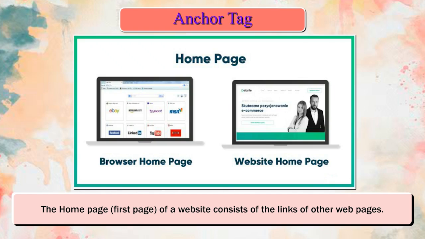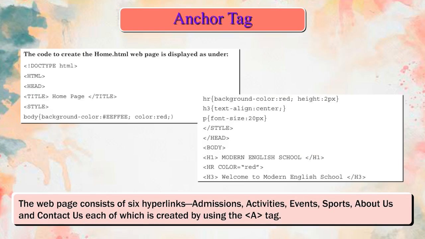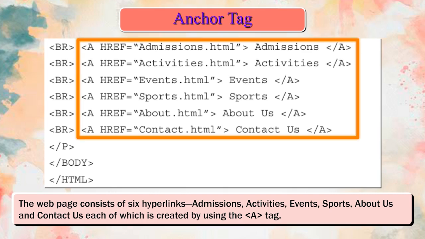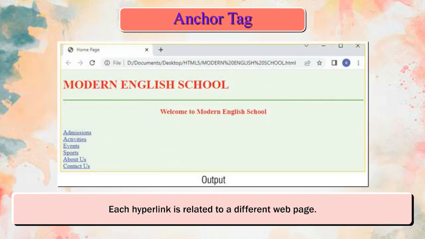The home page, first page, of a website consists of the links of other web pages. Let us take an example of a website of the Modern English School in which we are using external linking. The web page consists of 6 hyperlinks: admissions, activities, events, sports, about us, and contact us, each of which is created by using the A tag. In the above code, you may see that the A tag has been used 6 times to create 6 hyperlinks. Each hyperlink is related to a different web page.